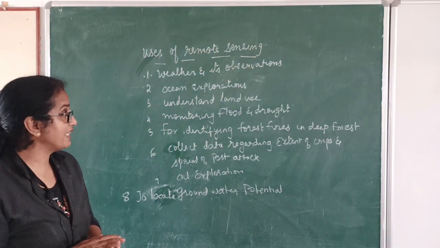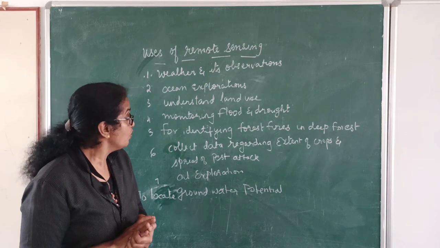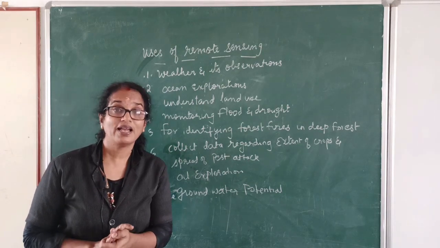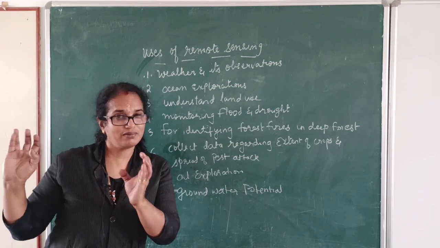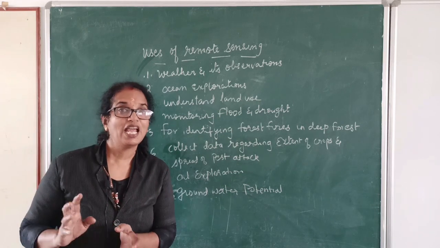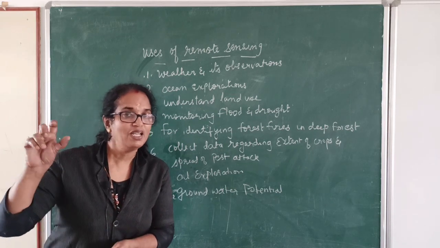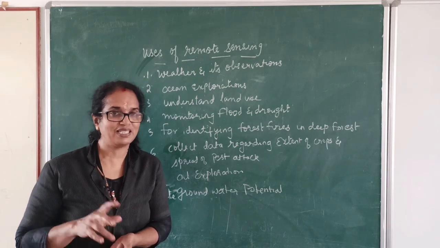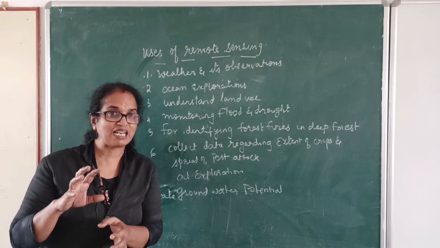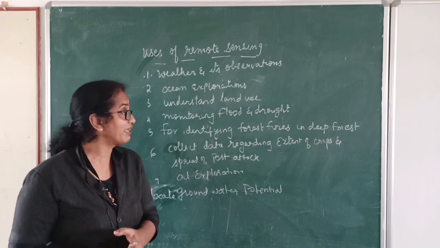Uses of remote sensing. The first use is to know about weather and its observation. It is used for getting clear information about weather forecast, അതിനെക്കുറിച്ച് മനസ്സിലാക്കാൻ വേണ്ടി we can use remote sensing. Already that also we have studied. That is നമ്മൾ യൂസ് ചെയ്യുന്ന artificial satellites are helpful in telecommunication, weather studies എന്ന് പറഞ്ഞിട്ടുണ്ട്.